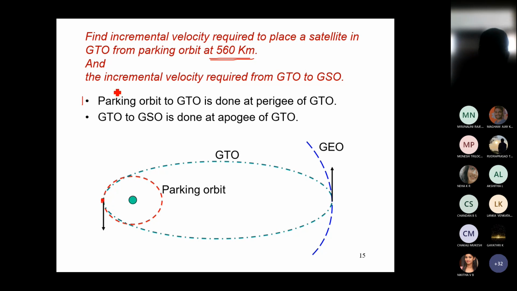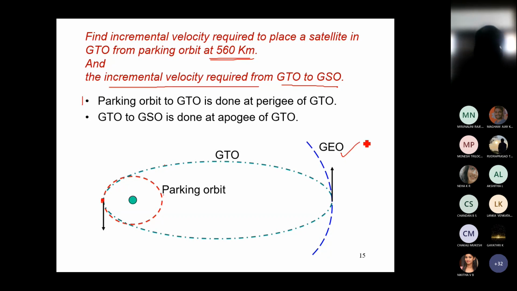And the question is to find out what incremental velocity is required. So first we have to calculate the incremental velocity required from parking orbit to GTO orbit, then the incremental velocity required from GTO to GSO orbit, or that is GEO orbit.